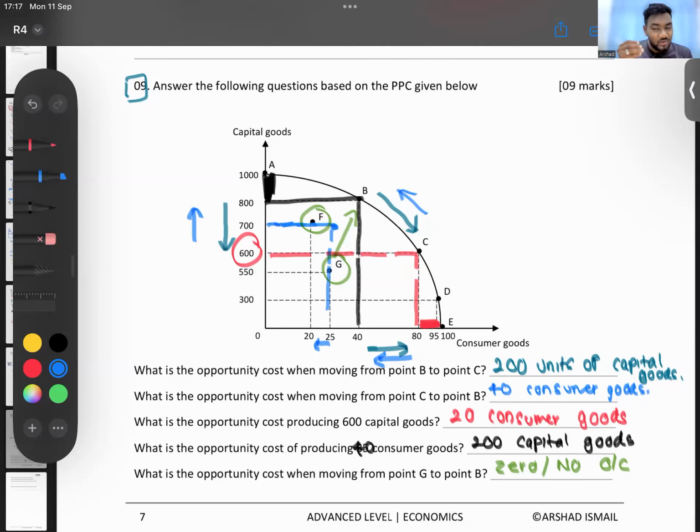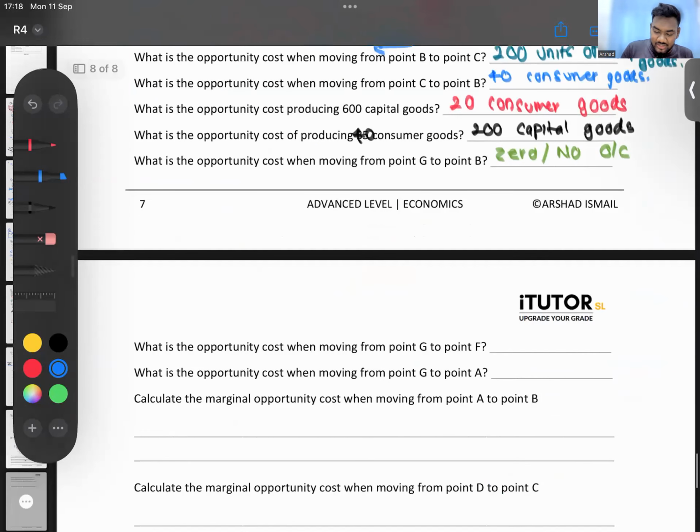So even though it looks like when you're going from G to F you're sacrificing 5, that is not the reality. The reality is that it is because you are inefficient. You've not been using your resources properly. So in reality, guys, there is no opportunity cost from going from G to F. Here also, it is 0, or you can say no opportunity cost.